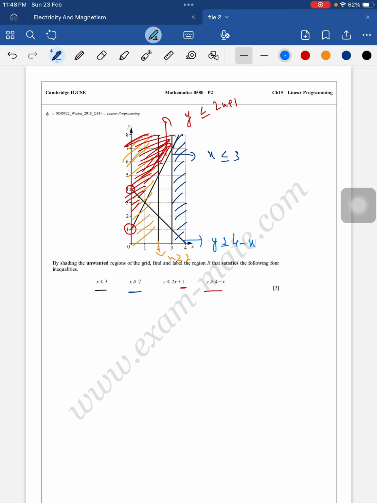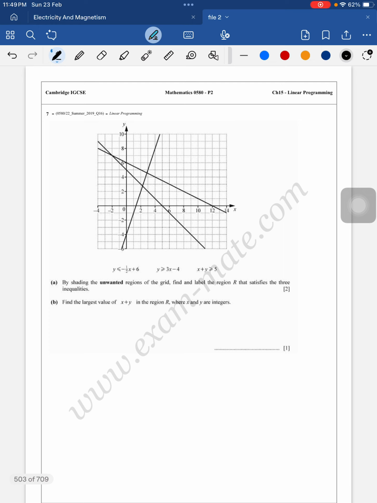Okay, so greater than or equal to means this part, and I want to shade the unwanted part, that is the below part of this. So this is the below part, right? So the region which is left over here is this part, which is not shaded. I hope that's clear. Okay, moving to question number 7.